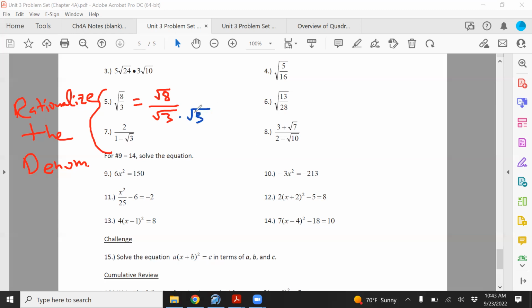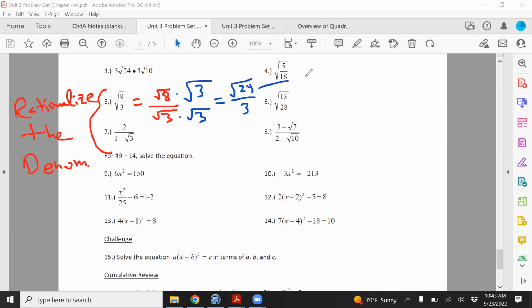Have you guys seen this before? You guys done this in the past? Okay. So you get this. The reason why it's 3 on the bottom is because what's root 3 times root 3? It's root 9. Okay, all right. So you probably did this in geometry. All right, cool. So it's not new.